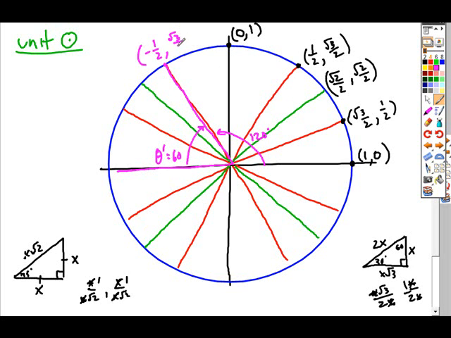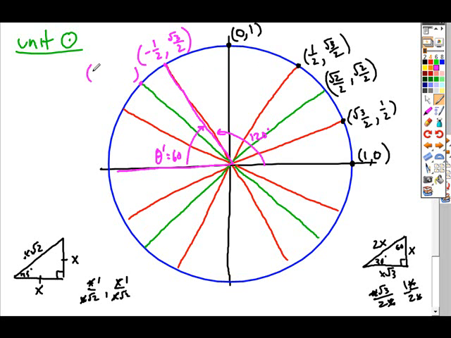And is it positive or negative? Now look at it. It's positive, right? So they have the same y-coordinate. They have opposite x-coordinates. So what do you think the coordinates at 135 degrees are going to be, this measure right here?